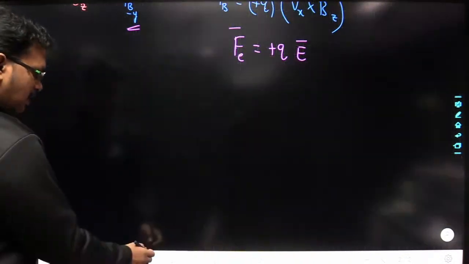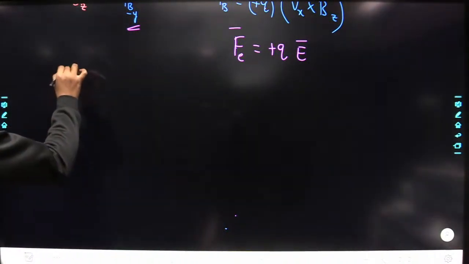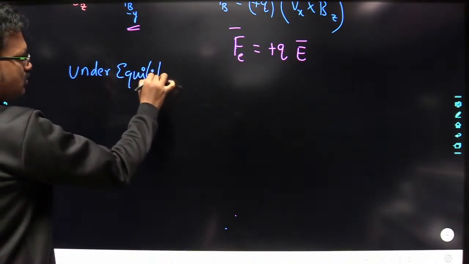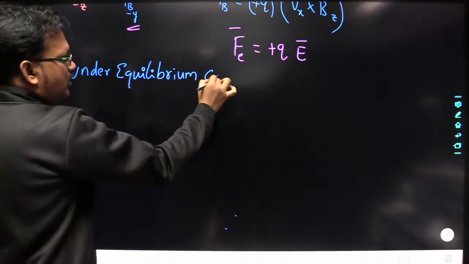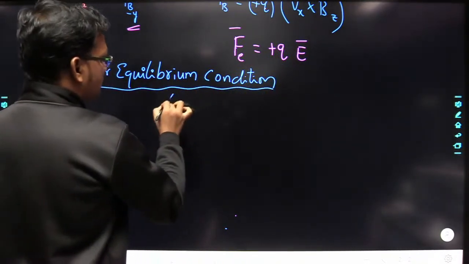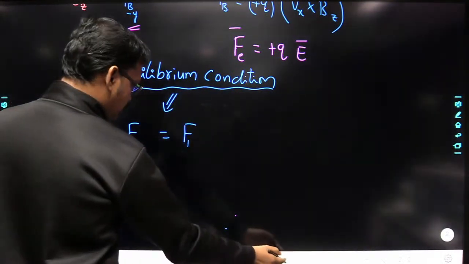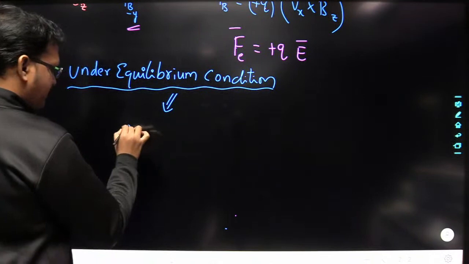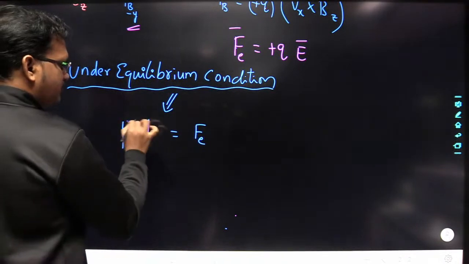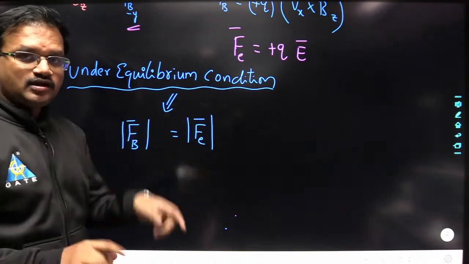So what will happen here under equilibrium condition? This electric force will become equal to what? Okay, so the magnetic force will become equal to what here? The magnitude of the magnetic force will become equal to the magnitude of the electric force. Yes or no? And both are acting exactly in opposite direction.